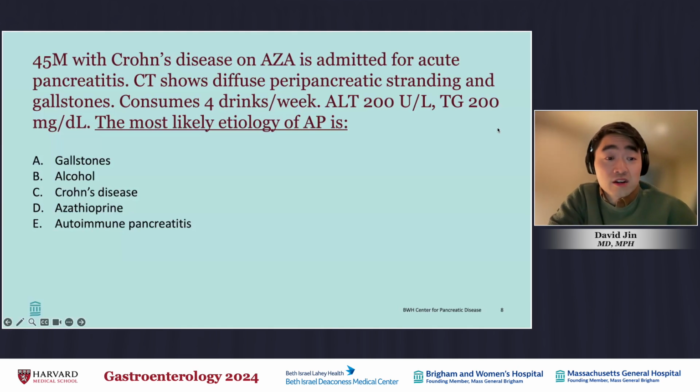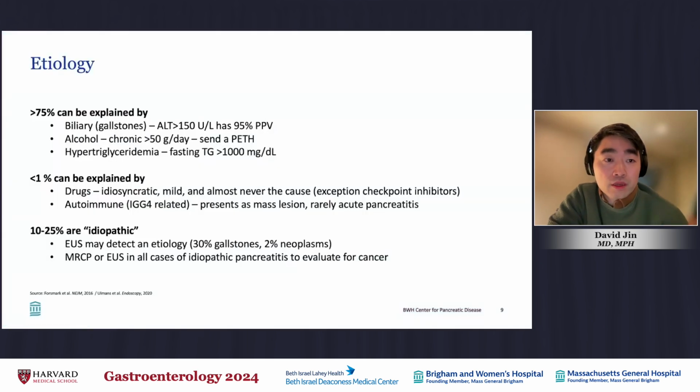The best answer here is gallstone pancreatitis. So when it comes to etiology, the vast majority can be explained by 3 things: biliary or gallstone pancreatitis. If you see an ALT of greater than 150 at presentation, that actually has a 95% positive predictive value for gallstones being the etiology. The second most common etiology in the United States is alcohol, usually in patients who chronically consume more than 50 grams. It's about 4 to 5 alcoholic drinks per day.